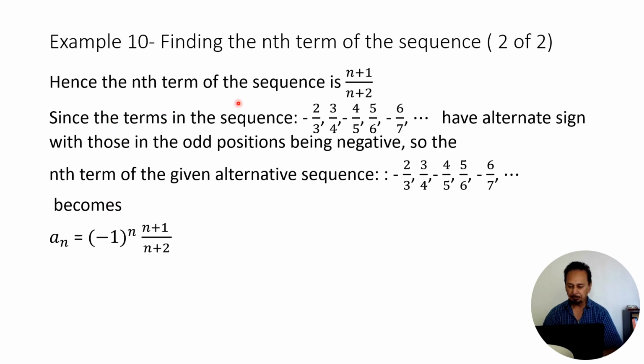Hence, the nth term of the sequence is n plus 1 over n plus 2. Since the terms in the sequence, negative 2/3, 3/4, negative 4/5, 5/6, negative 6/7, have alternating signs, with those in odd positions, like position 1, position 3, and position 5, being negative, the nth term of the given alternating sequence becomes negative 1 to the power n times n plus 1 over n plus 2. So if n is 1, it should be negative. If n is 3, it will be negative. And if n is 2, it's positive.